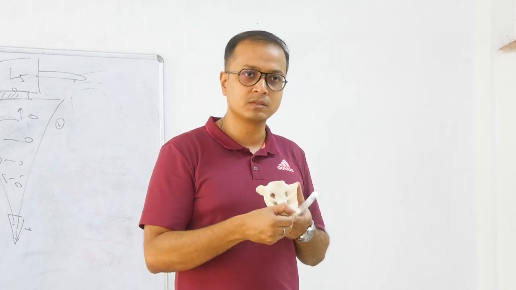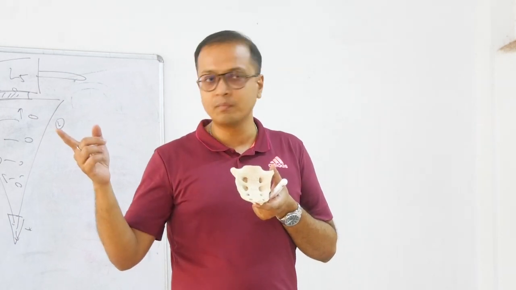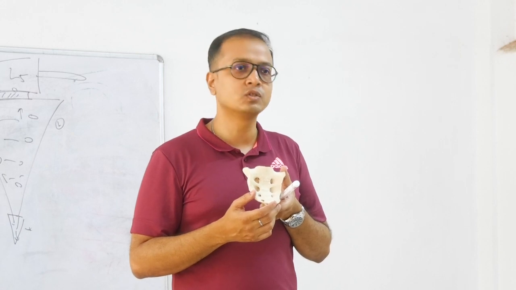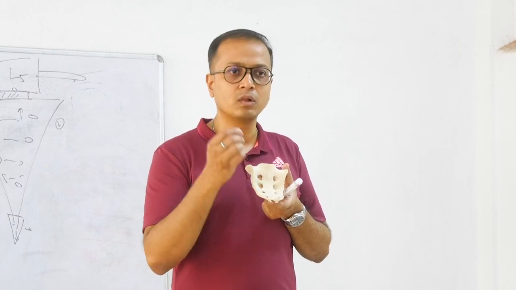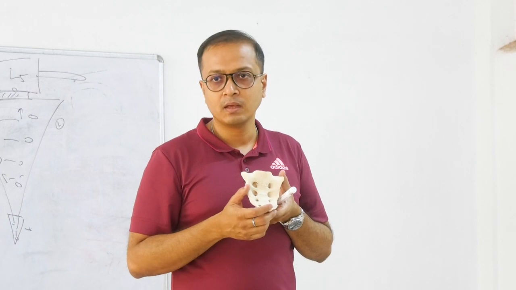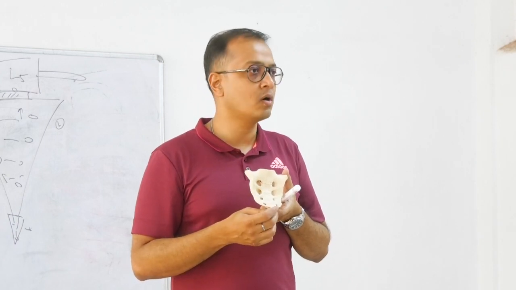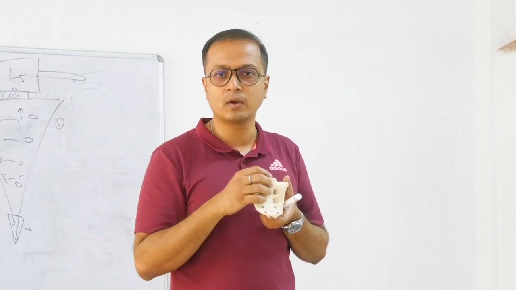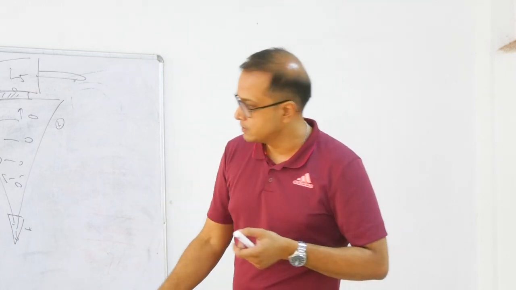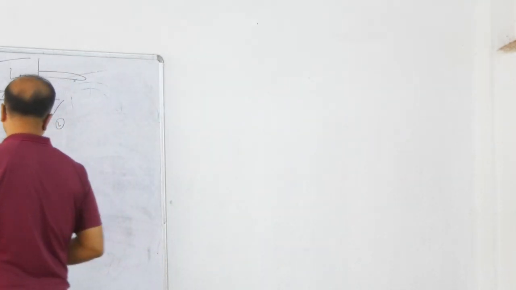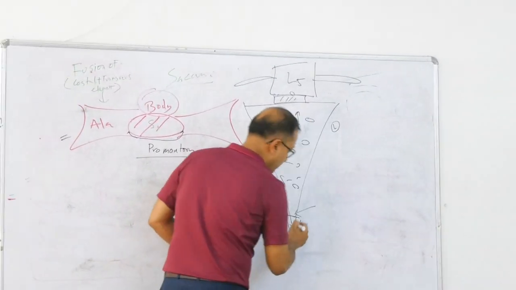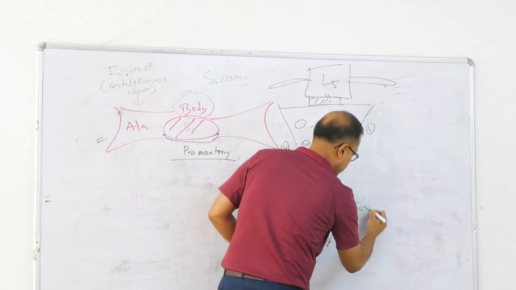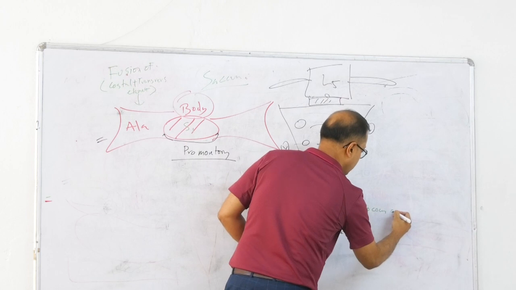Now coming to the apex, which is the lower tapered end. The apex unites with the coccyx. It forms a joint with the coccyx. We call it a sacrococcygeal joint. Alright? So this lower end, as it comes over here, makes a joint with the coccyx here. We call it the sacrococcygeal joint.